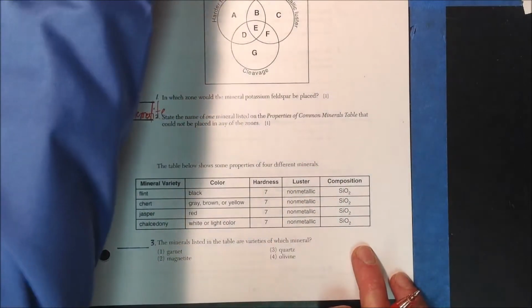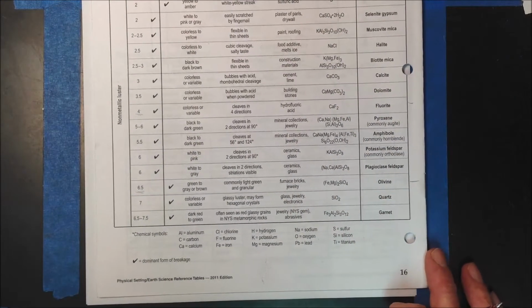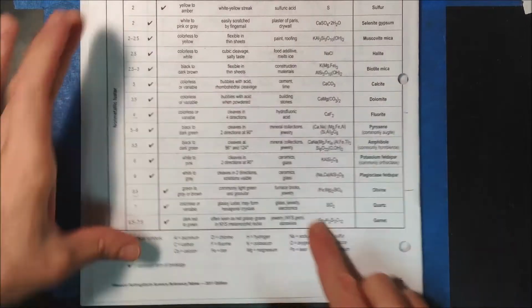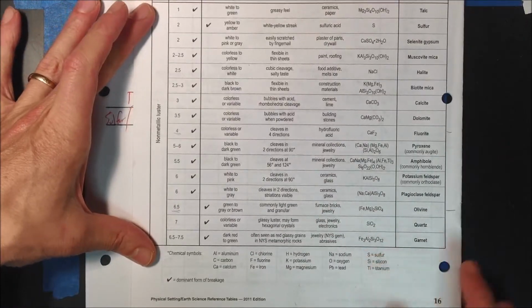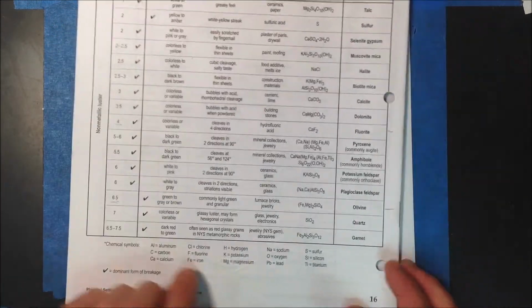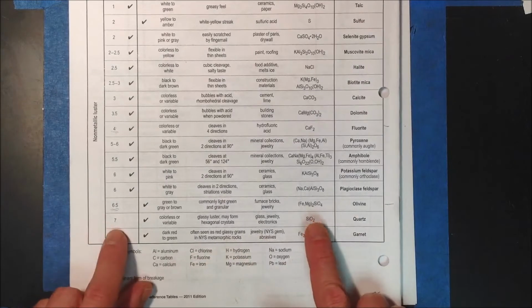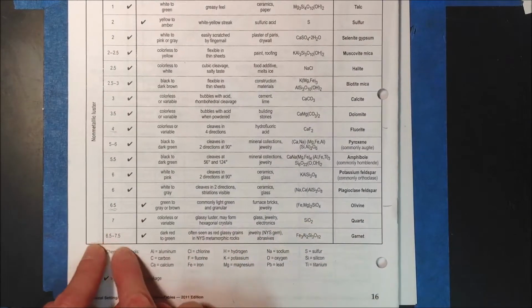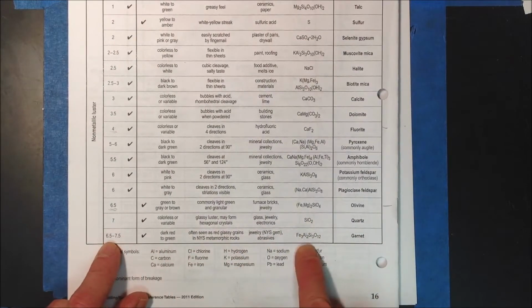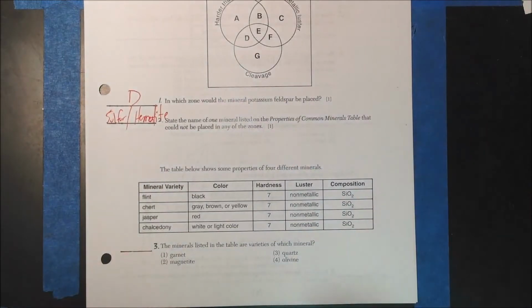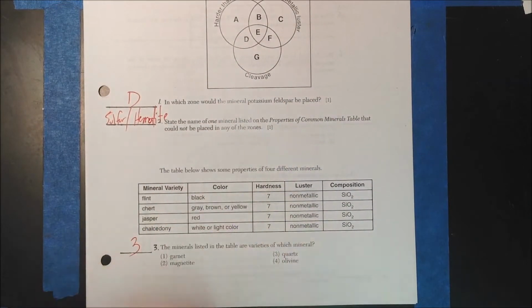That's the composition. So it does say non-metallic, so you got to do non-metallic, one of these. Look, the hardness of 7 is right here, but the real giveaway is the composition, SiO2. It is quartz. So it could theoretically be here because it's sort of in that range, but it's the composition that gives it away. Therefore, the answer here should be quartz.